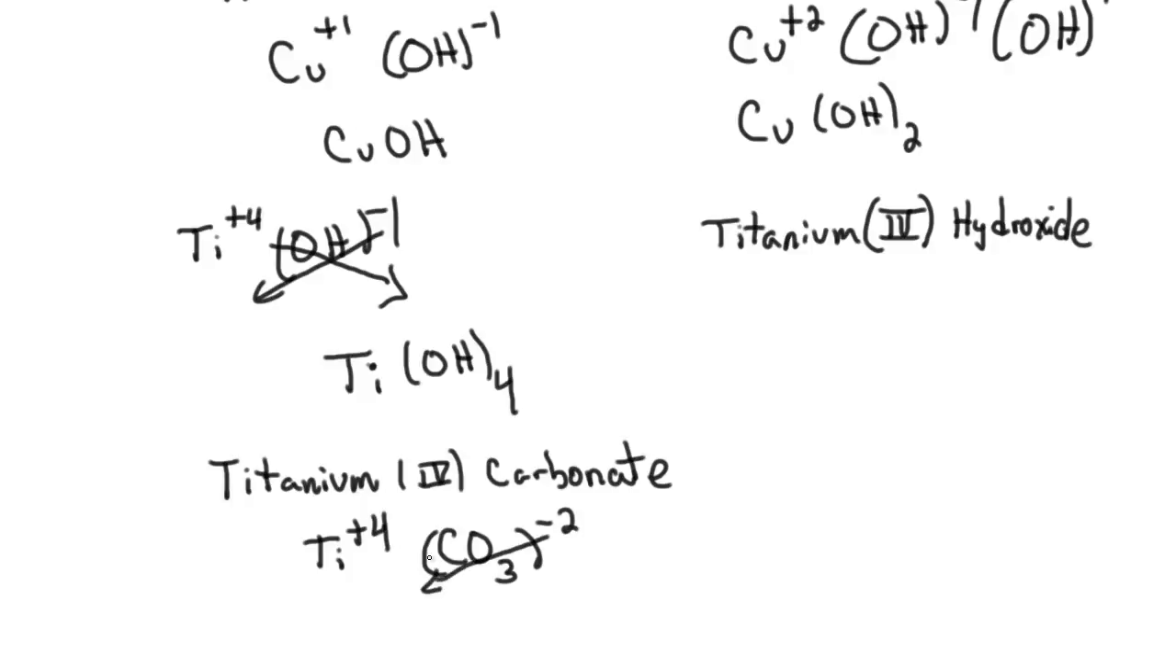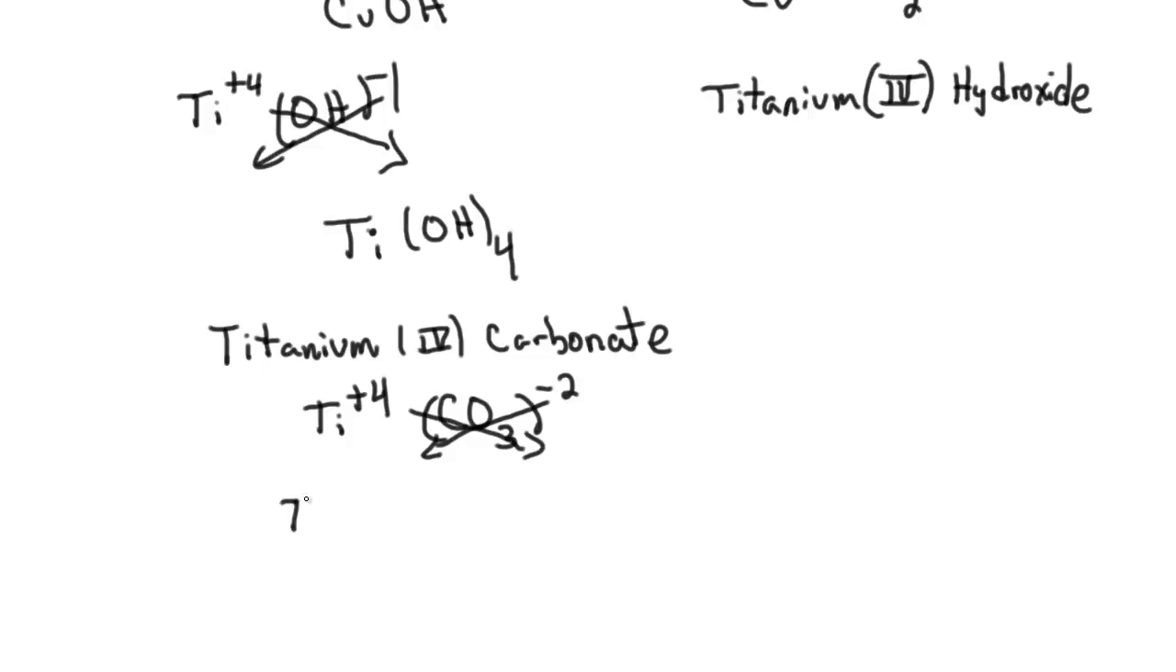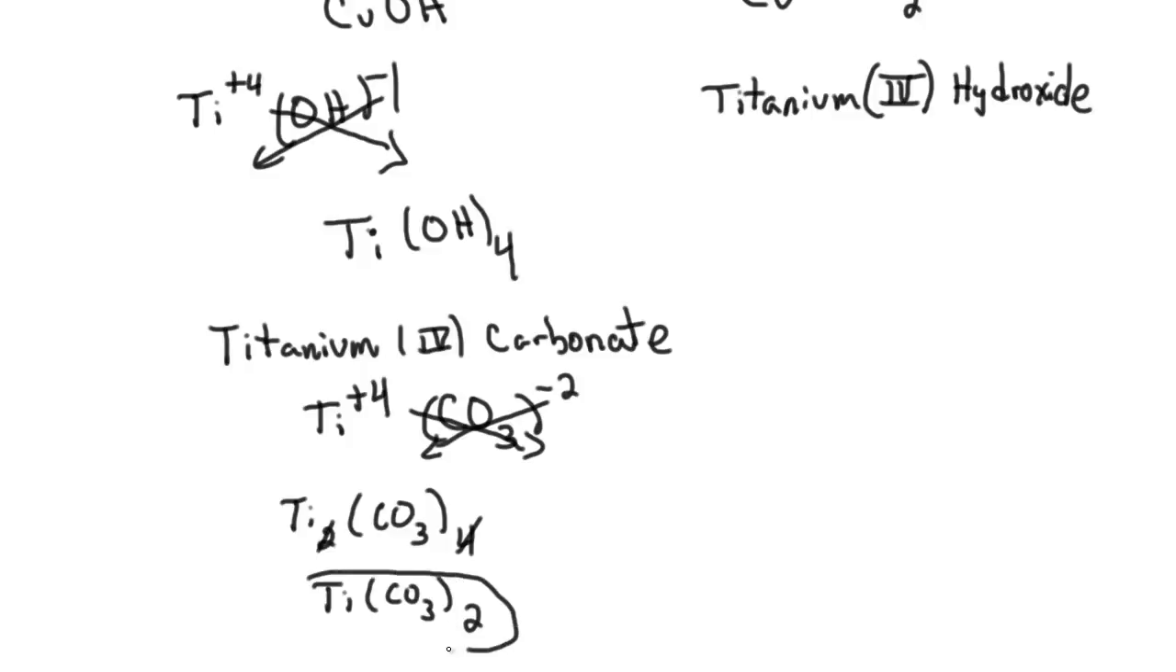Now let's write it out. Let's play that crisscross game. So we'll do that crisscross game on this, and this is going to give us titanium with a 2 down here because we had to bring the 2 down, and then we have carbonate, CO3, and we have to bring that 4 down. Notice now we have to reduce, and so we're going to get Ti(CO3)2, titanium 4 carbonate. This is what it looks like. It should make sense to you that this is titanium 4 carbonate, but let's do it a different way.